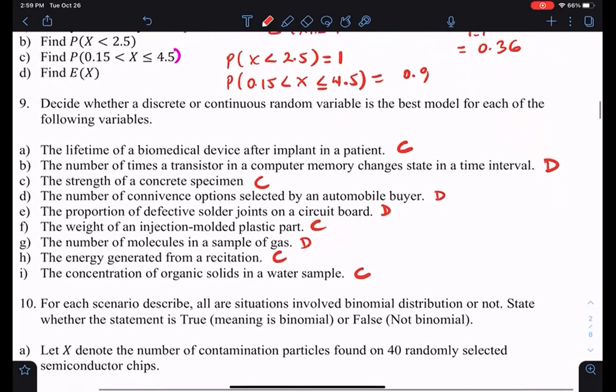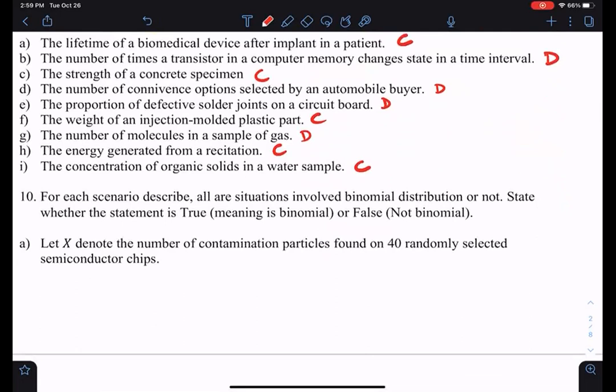Okay, that's it. Now for each scenario described, say whether the situation involves a binomial or not. State whether the statement is true, meaning it's binomial, or false. So this is a true or false sort of thing. Let X denote the number of contamination particles found on 40 randomly selected. These 40 randomly selected behave independently, basically. They didn't say that there's some sort of dependence here, and therefore this is binomial, or true.